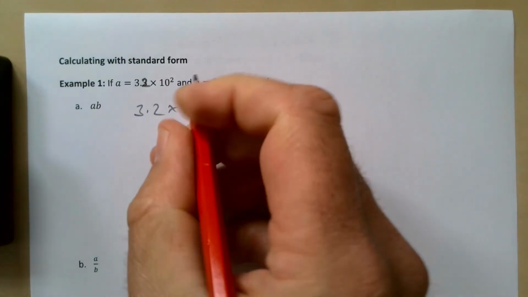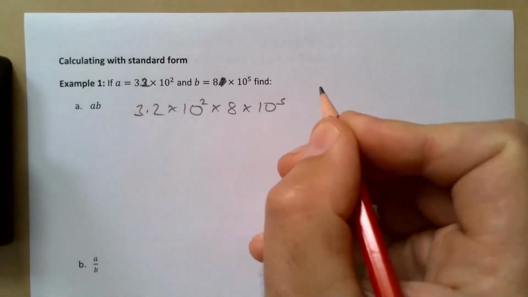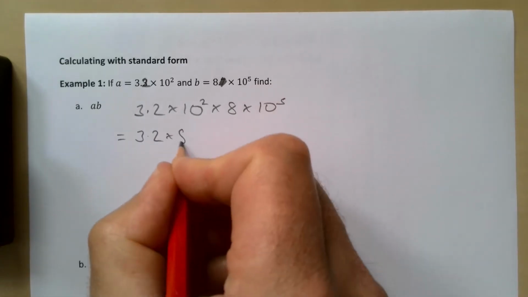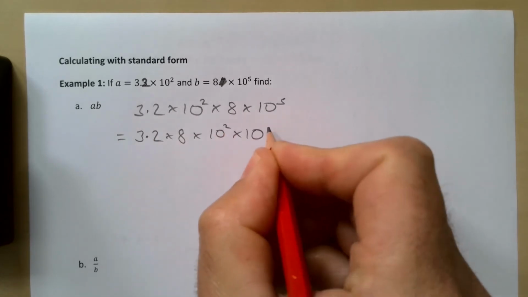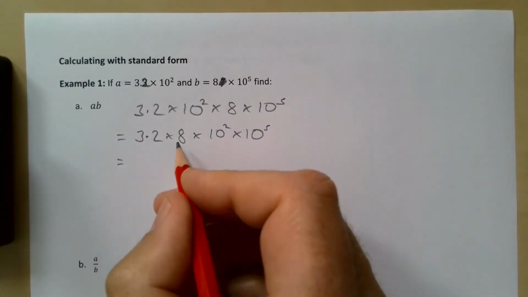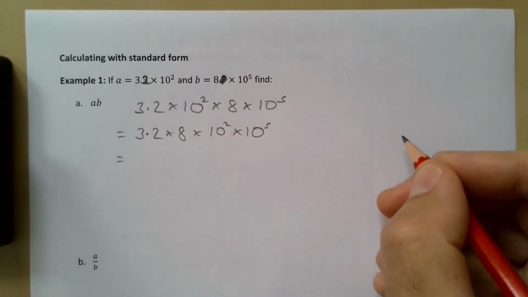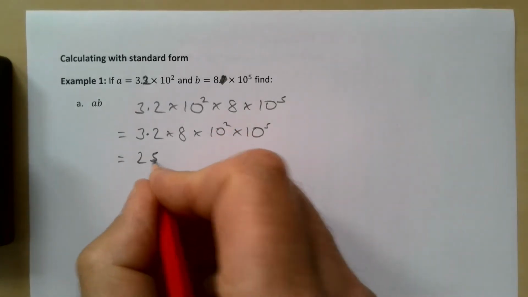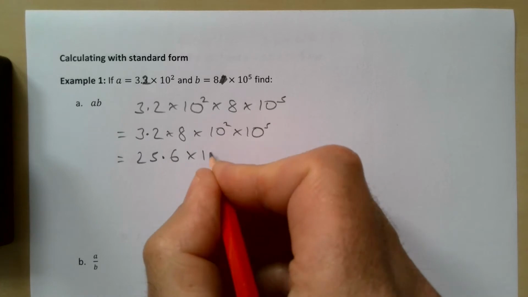So it's 3.2 times 10 to the power of 2 multiplied by 8 times 10 to the power of 5. Hopefully we agree that that's the same as 3.2 times 8 times 10 to the power of 2 times 10 to the power of 5. 3.2 times 8, if you want you could do 32 times 8 and you get 256. You can take my word for it, and so it's going to be 25.6. 10 to the power 2 times 10 to the power 5 gives me 10 to the power 7.